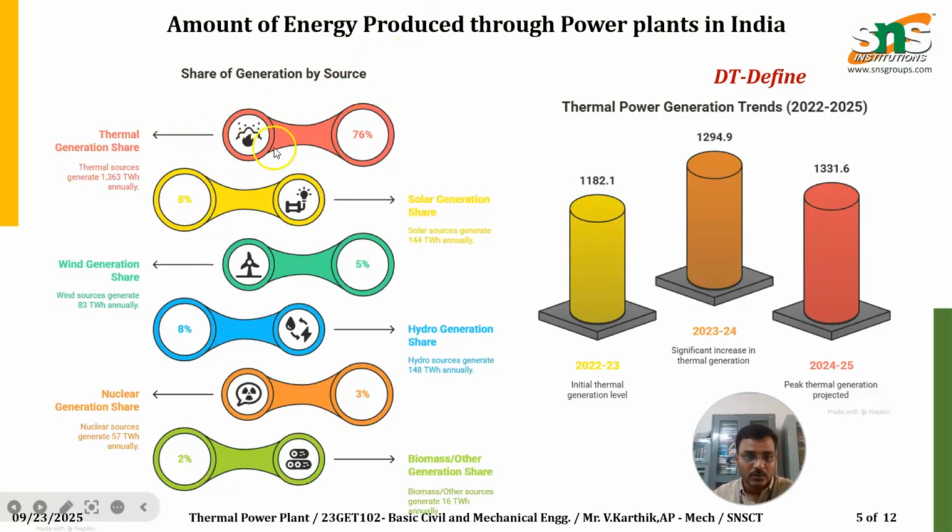Here are some of the sources, by percentage: thermal 76 percent, then solar power 8 percent, wind power 5 percent, hydroelectric power generation 8 percent, nuclear 3 percent, and 2 percent from biomass. Nowadays in many places we are using biogas and biomass for electricity production. In almost all the comparisons, thermal power production is more compared to all the other five cases, where 76% has been produced through this one.